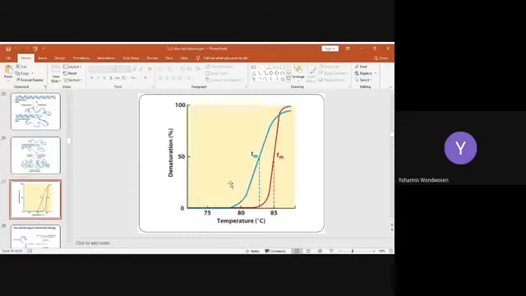When you see the denaturation, the melting temperature. For example, which one could you expect is showing the DNA strand that has much more AT-rich regions? Which one do you think? The one indicated by the blue line or the red line?